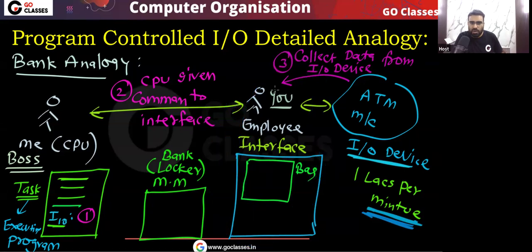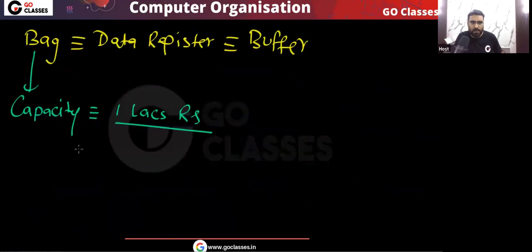Now notice one thing, what this employee will do. There is a status register also. Let's assume this employee is keeping a status, whether I have collected the data or not. Yes or no? Whether this IO device has given me the data or not. So there is a status register. In this status register, this employee will write not ready, meaning the data is not ready right now. Let's assume zero means not ready.